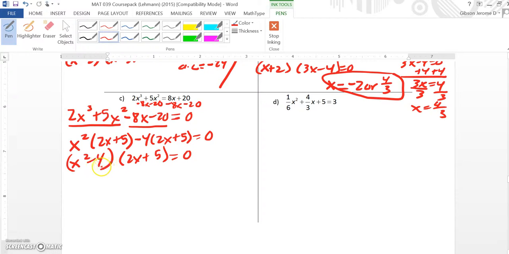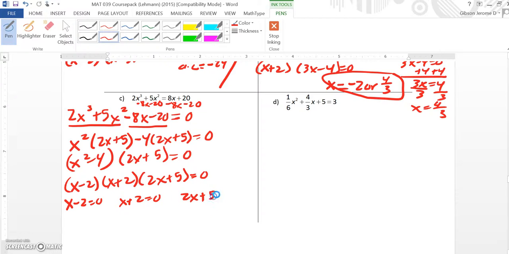Now x squared minus 4 is the difference of two squares. So this would be x minus 2, x plus 2, times 2x plus 5, and that's set equal to 0. So we would take x minus 2 equals 0, x plus 2 equals 0, and then 2x plus 5 equals 0. And then we would solve for each one of these. We know this would be 2, this would be negative 2, and then this will end up being a negative 5/2. So these are our answers here.